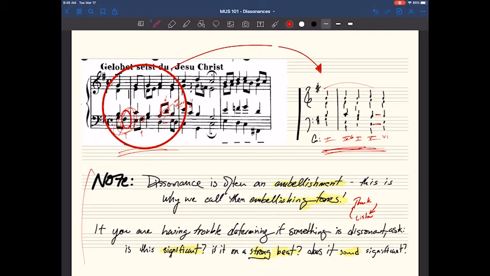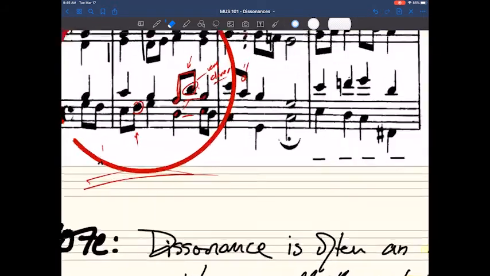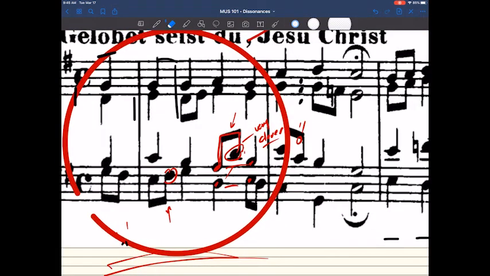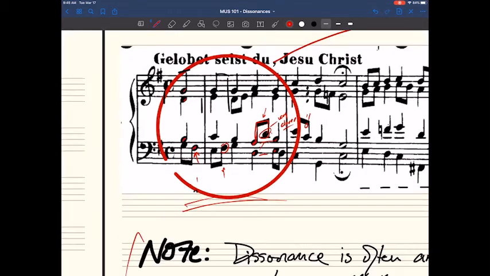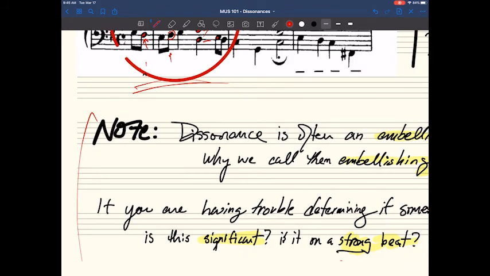If you're having trouble determining if something is dissonant, you need to ask yourself, is the thing significant? Is it on a strong beat? And does it sound significant? What I mean by that is, if you look at this, this is what we talked about previously, that this note here just doesn't look as important as the other ones. This is literally a quarter note. That's a quarter note and that's a quarter note. It's empirically less important because it's half the length. It's also, as I said down there, not on a strong beat. It's on a weak beat, on the and of 4 here.